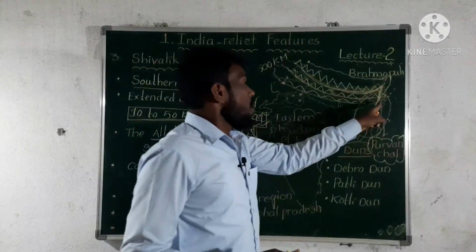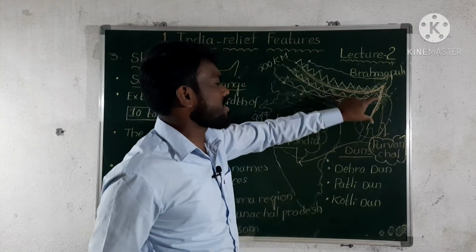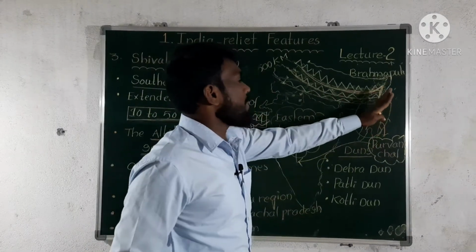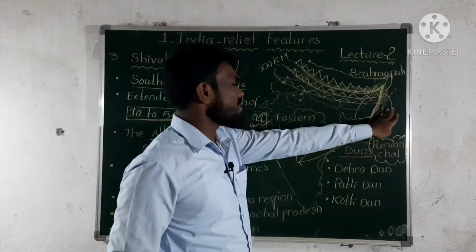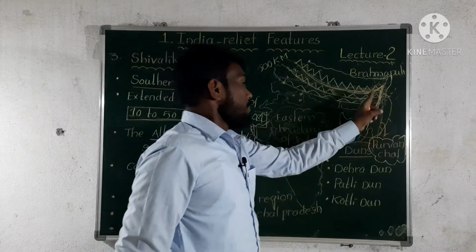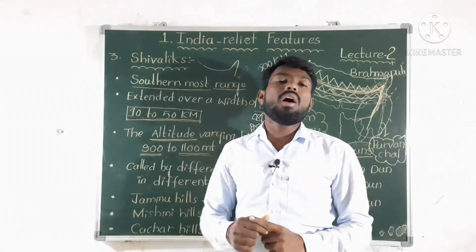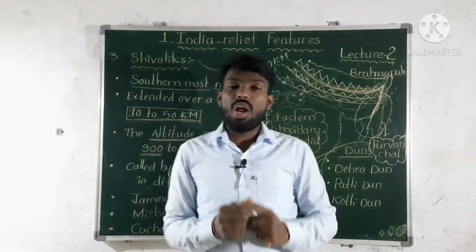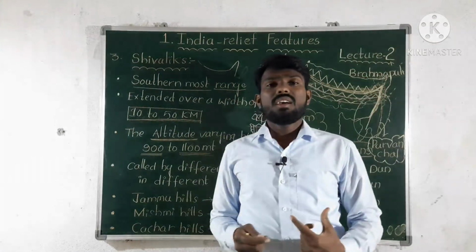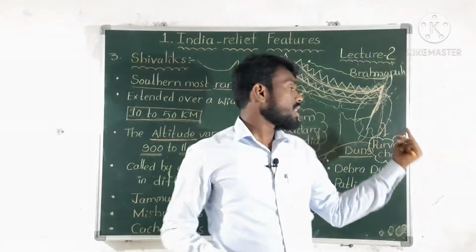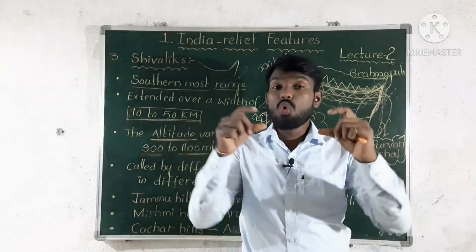And this Purvanchal has different names in different places: Patkai in the Seven Sisters, Naga Hills in Nagaland, Manipuri Hills in Manipur, Mizo Hills in Mizoram. So that is for the Purvanchal.